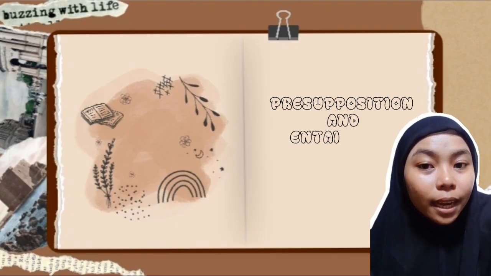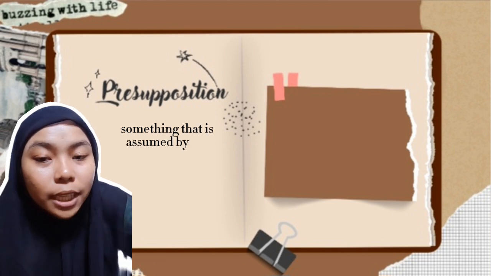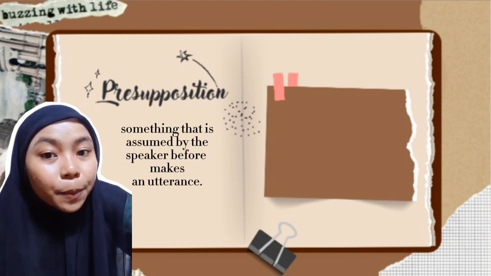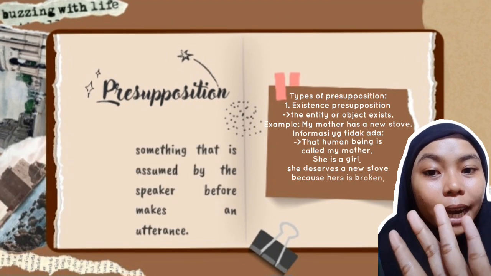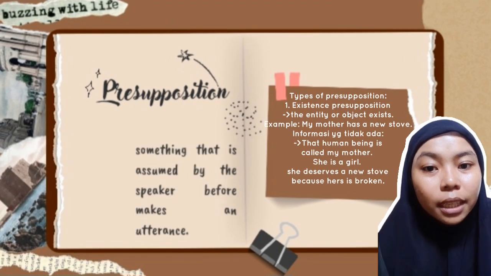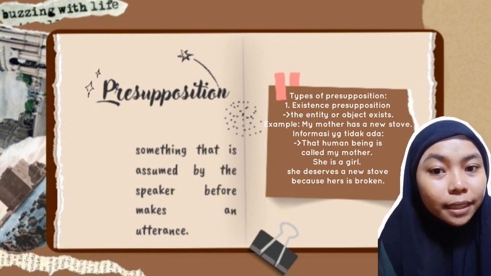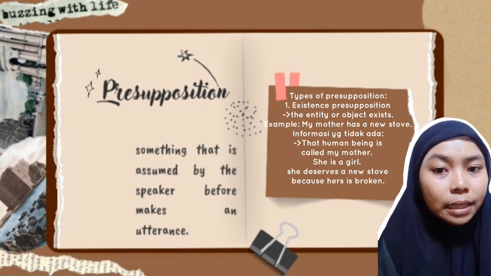Next, we will discuss presupposition and entailment. Presupposition is something that is assumed by the speaker before making an utterance. There are four types of presupposition. The first, existential presupposition, that is, the entity or object exists. The example: my mother has a new stove.